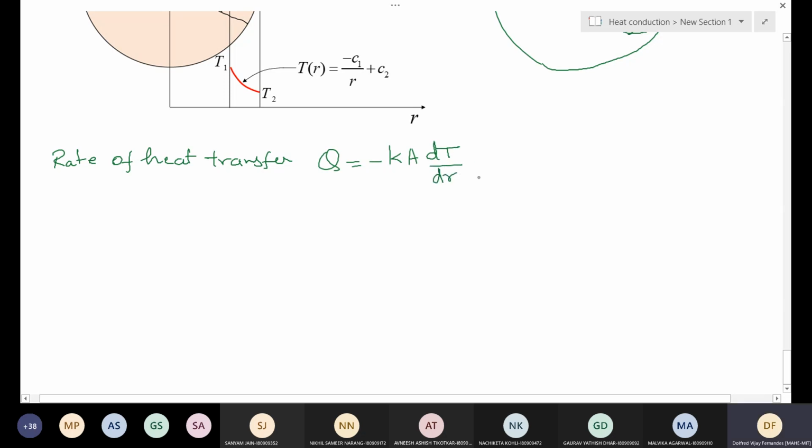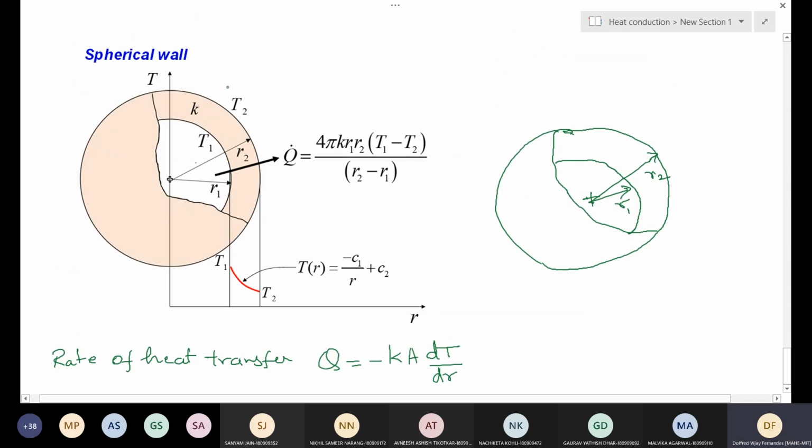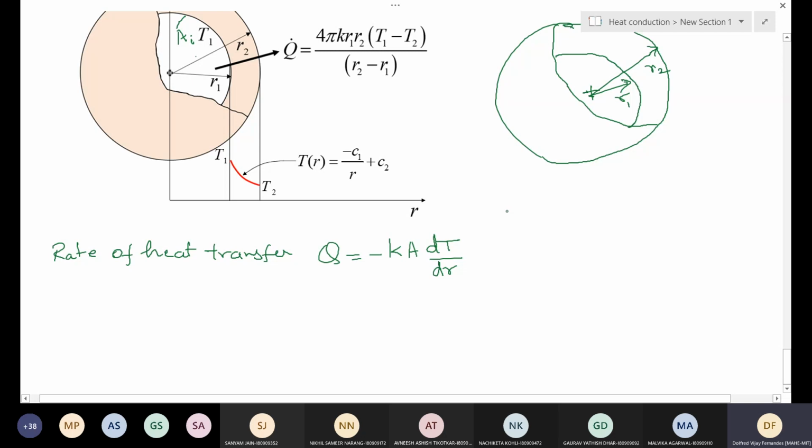Okay, so similar to the cylindrical case, here also the area will change with the radius. The inner area is A_in, and the outer area is A_out. So for a particular radius r, you know how to write the area for a spherical wall. Area A equal to, tell me, what is the surface area of a sphere? 4 pi r squared. You can easily see it is 4 times the area of a circle.